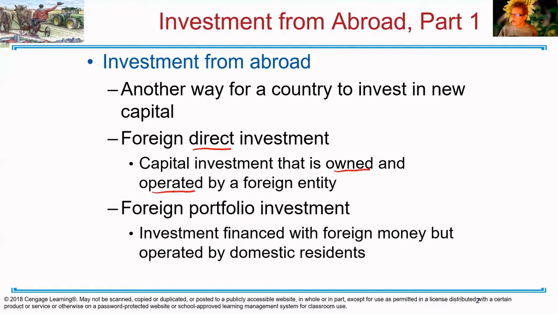Some countries do not allow a foreign entity to own more than 49%. So for example, Japan. A Japanese company must own 51% of the equity or the shares of that company. So that means that foreign entities, they do not allow foreign direct investment.